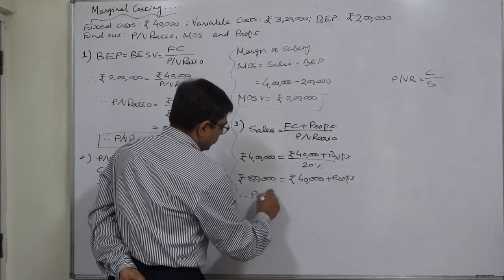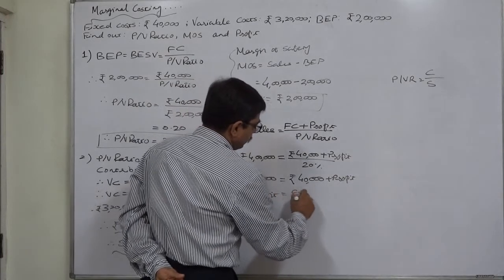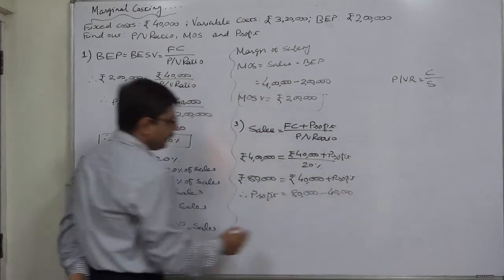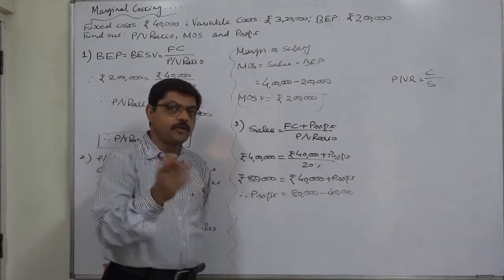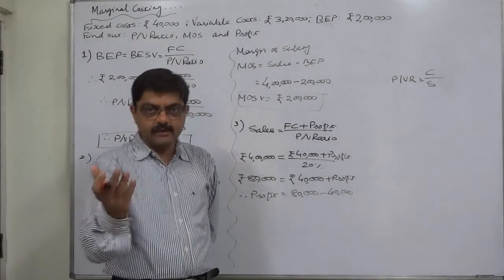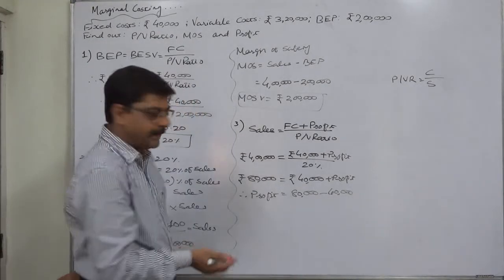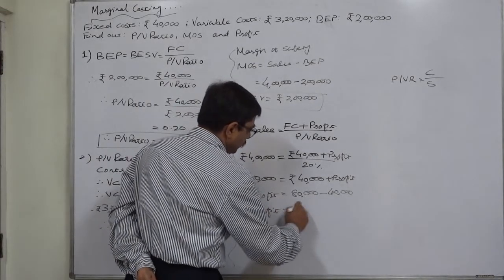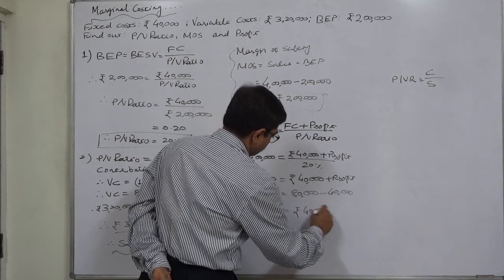So the profit is total contribution rupees 80,000 minus fixed cost rupees 40,000. Because another formula of contribution is fixed cost plus profit. So if we subtract fixed cost from contribution, the balance is profit. So profit comes to rupees 40,000.